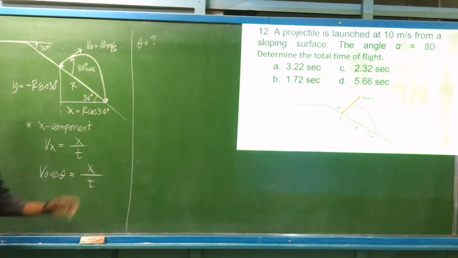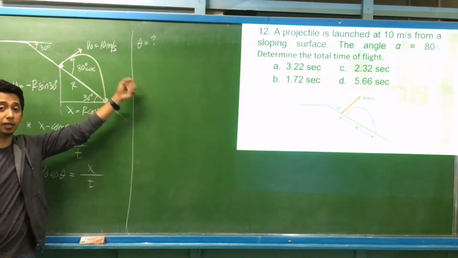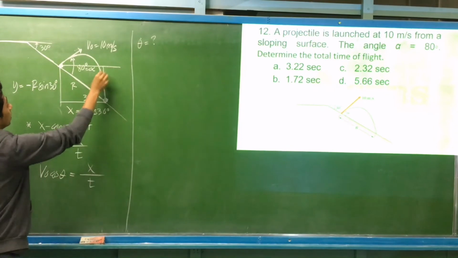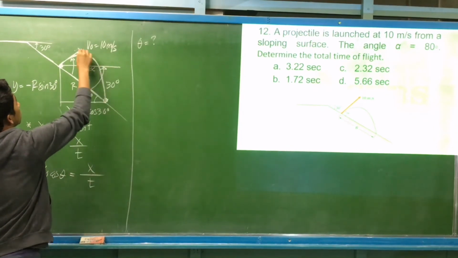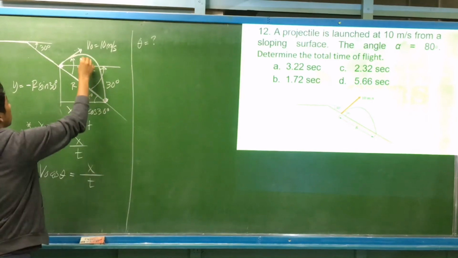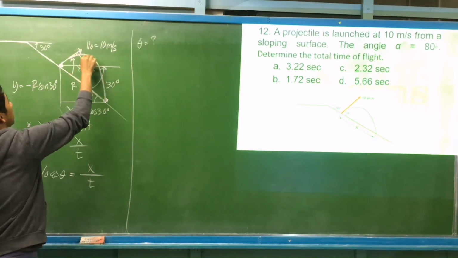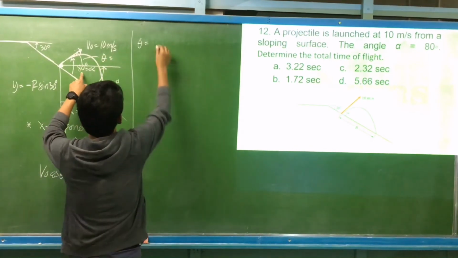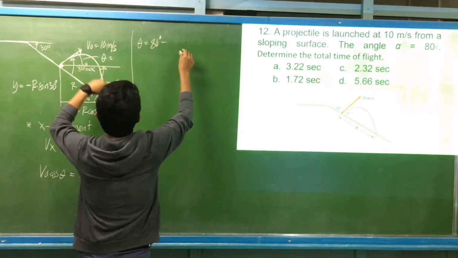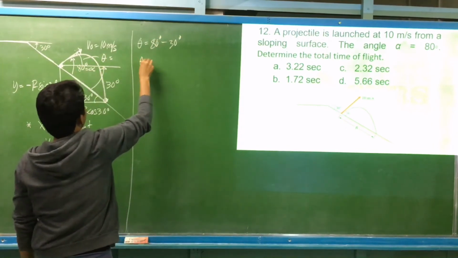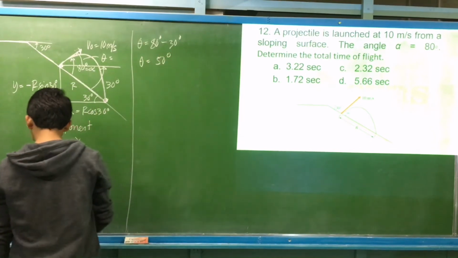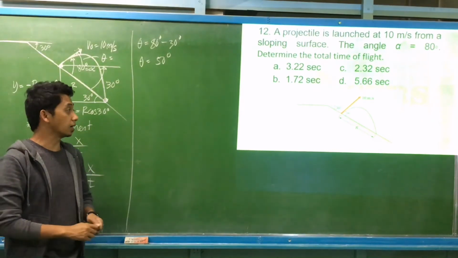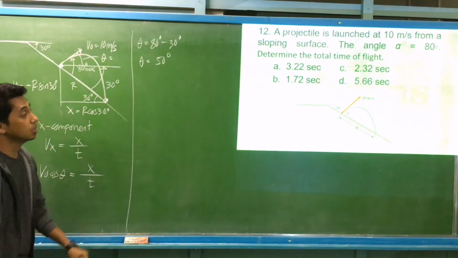Take note that if we are computing for the components of the projectile, always consider the angle with respect to the horizontal. If this is 30 degrees, this will be our theta supposedly. This angle with respect to horizontal, that is the value of theta, and that value of theta is the same as 80 degrees minus 30 degrees. Our theta should be equal to 50 degrees. So that should be our reference angle with respect to horizontal, always.